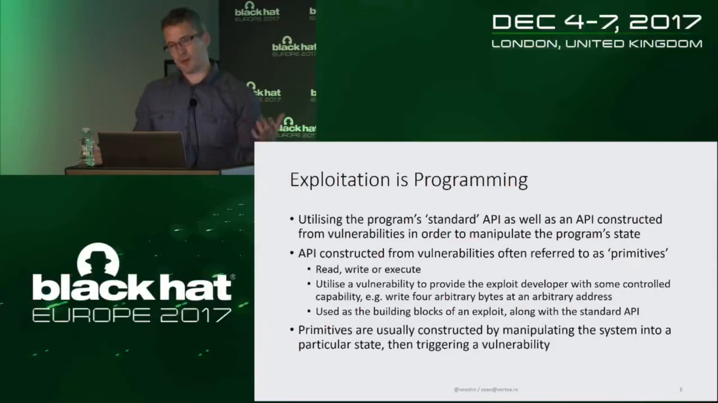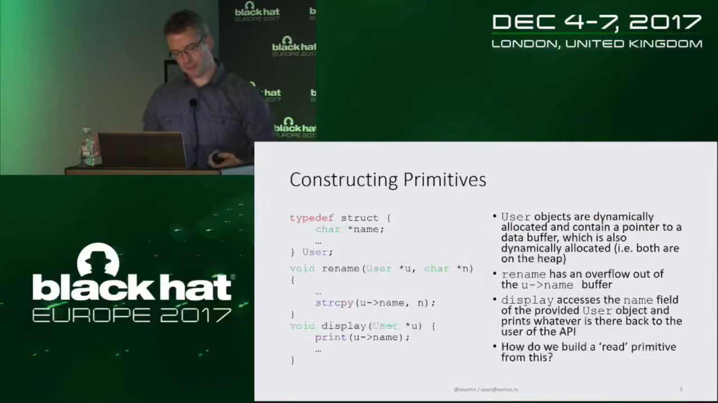And how we put together primitives: usually we'll have one or more vulnerability triggers, and we have some means of manipulating the program state, and we'll wrap these up in a nice API. Then we can use this whenever we want to, say, write a memory location or read a memory location.